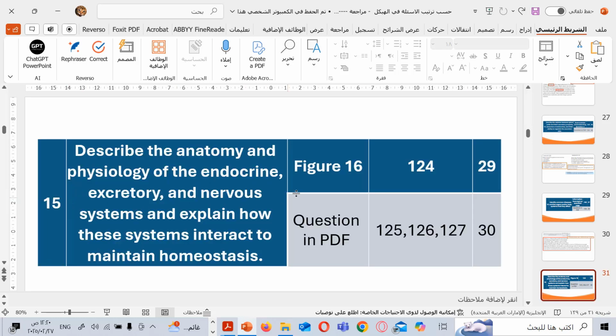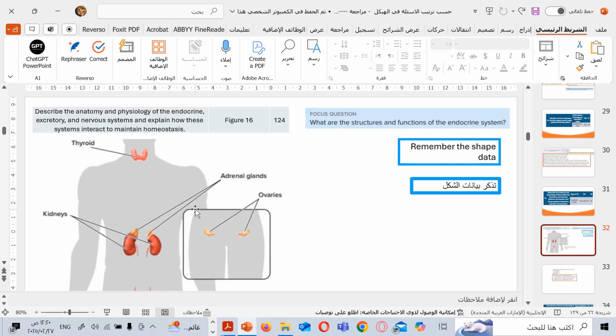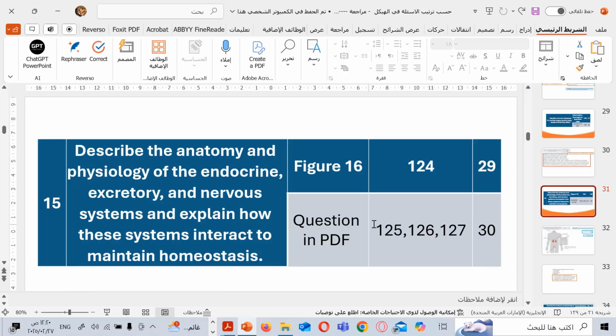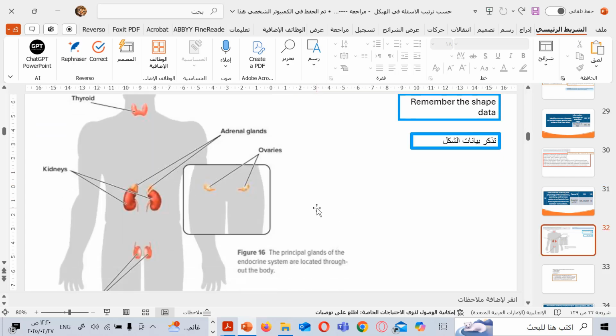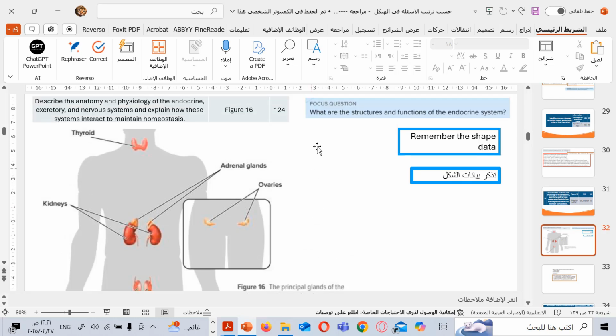The next question is 15, figure 16, and the question is from the PDF. Okay, this is figure 17, and sorry, the question is in the PDF. Okay, 16, yes, which is a question. Where are the questions? This is a question. What are the structure and function of the endocrine system?